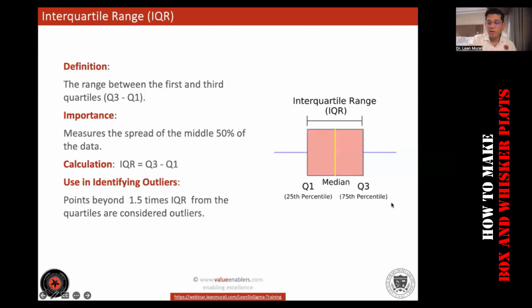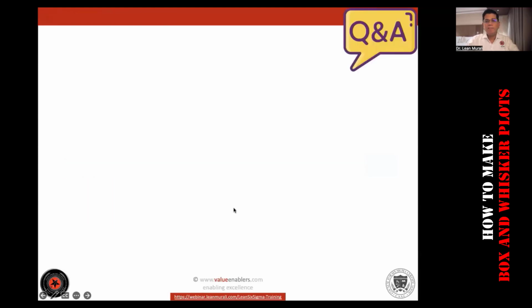If this is clear, on a scale of 1 to 10, please give me a 9 or 10 if it is super clear. It's very important to know how the outlier is determined. Even though software will show the outlier, of course this needs a bit of practice. Most software gives you the outliers, so don't worry about that.